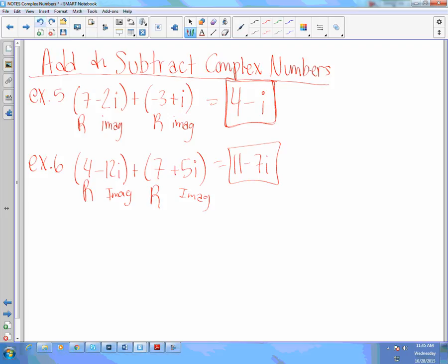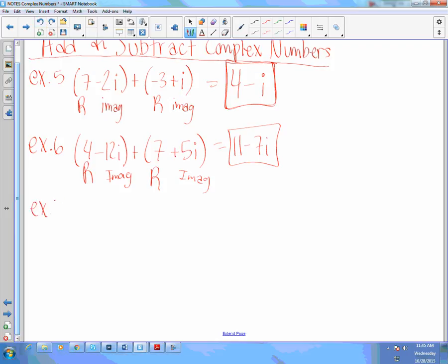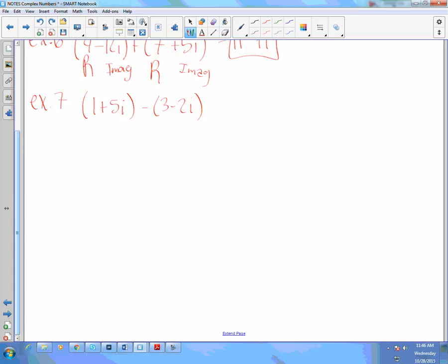Okay, let's try a subtraction one. Example 7: 1 plus 5i minus 3 minus 2i. Notice I put all of the complex numbers in parentheses because we're not just subtracting the 3 over here. We're subtracting the whole complex number 3 minus 2i.